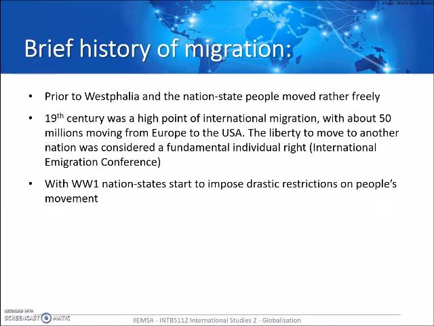Nowadays, the right to freedom of movement is still a human right that is in the Universal Human Rights Charter. It's one of the fundamental rights. But we're seeing a very different sort of treatment or handling of migration and of the liberty to move, right? So back then it was much easier than it is nowadays. And it's with World War I, so in the 20th century, that nation states start to impose more drastic restrictions on people's movement. So it's basically about 100 years that it has been more difficult and that the movement of people is more controlled and more restricted.